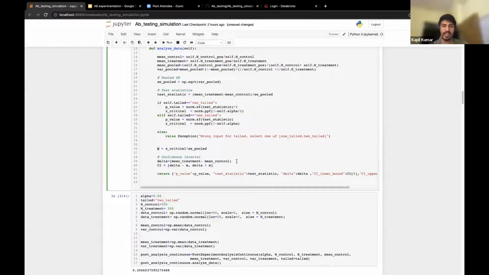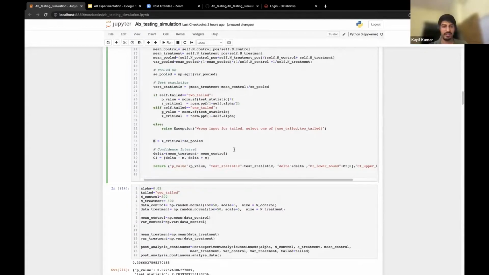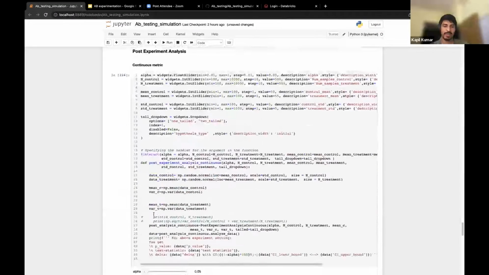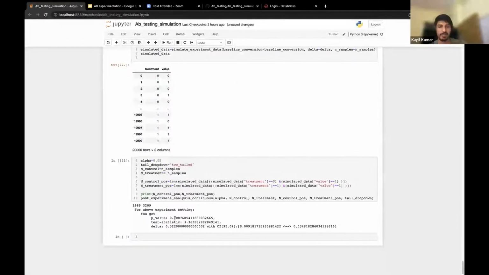Okay. Once we have all this data, this is the data that we are more concerned about, basically the p-value. So in this case, the p-value that we observed is 0.0007, which is much lesser than 0.05. And yeah, we should reject the null hypothesis and accept the alternate hypothesis.